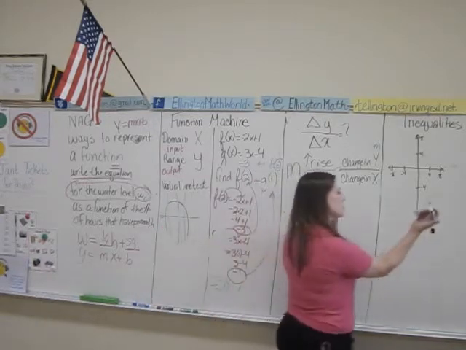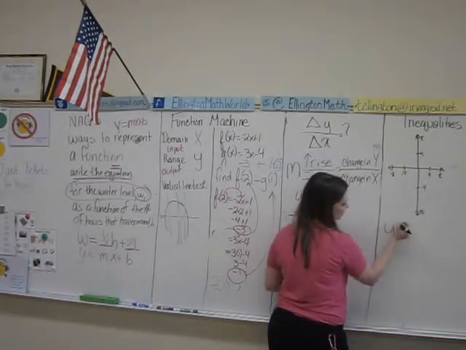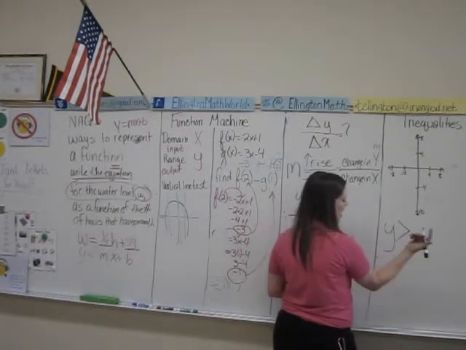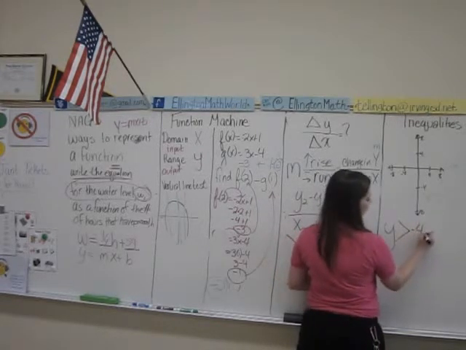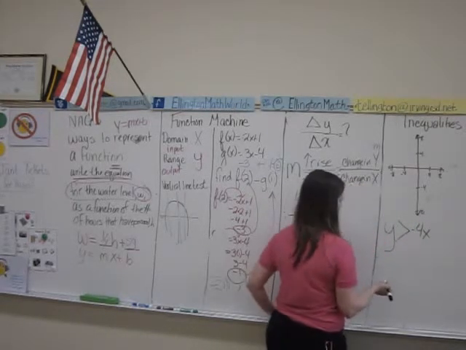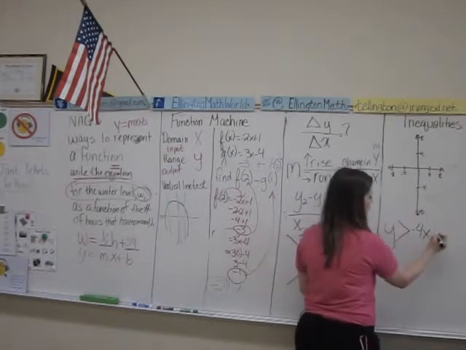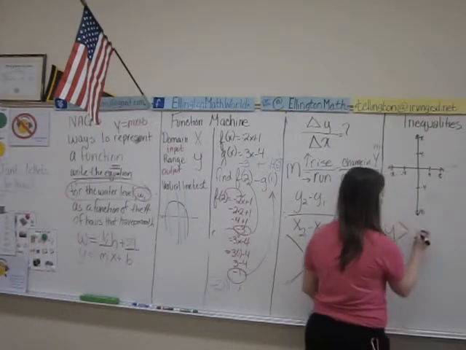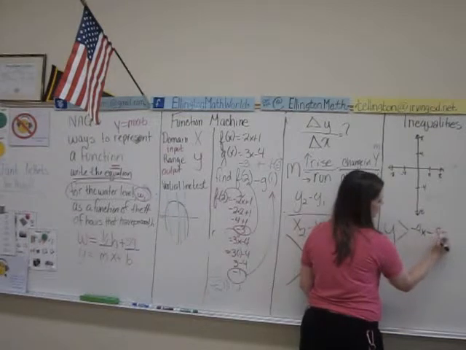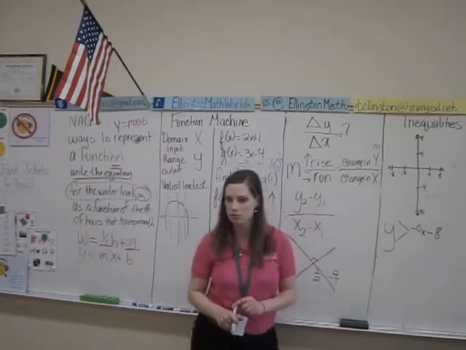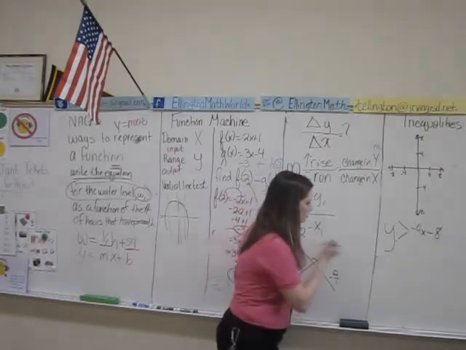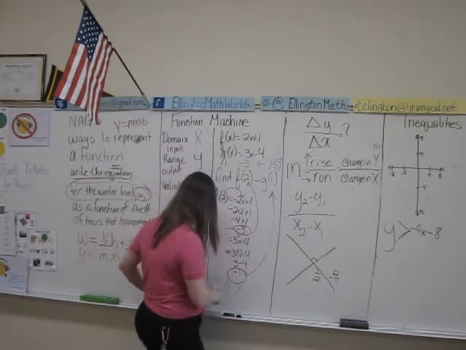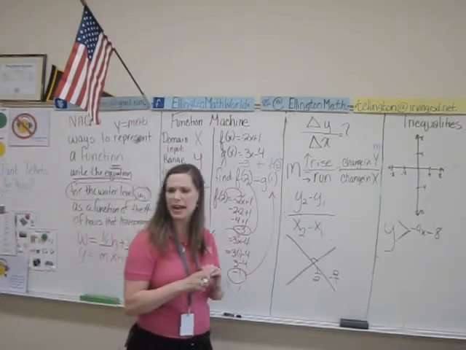Say we have the inequality y is greater than or equal to, actually I don't want to do equal to, let's just do y is greater than negative 4x minus 8. How's that work for you? Your graph should go all the way to 8 on your paper.